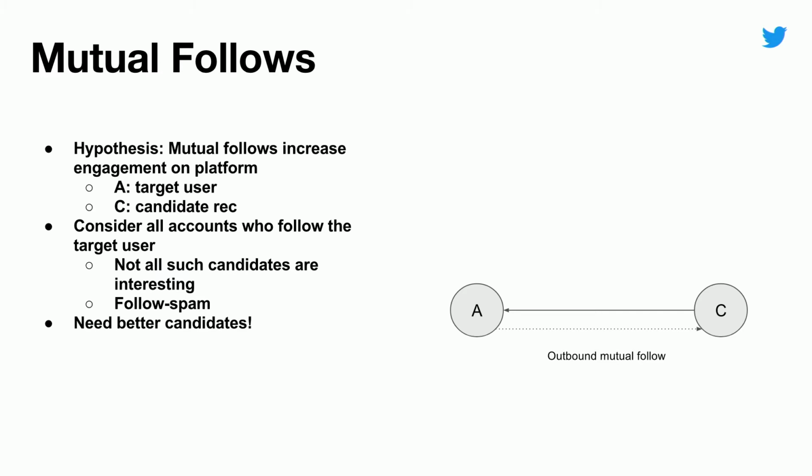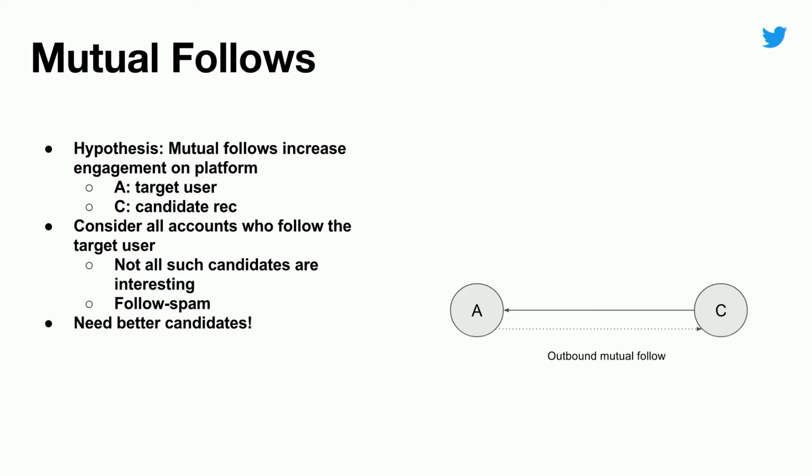How do we generate mutual follow candidates? What we can do is find all users who follow the target user. So find all C's who already follow A, and then recommend C to A as a candidate. Unfortunately, not all such accounts are interesting.